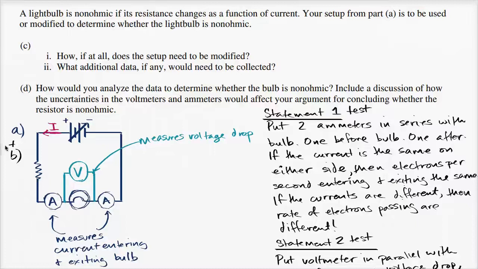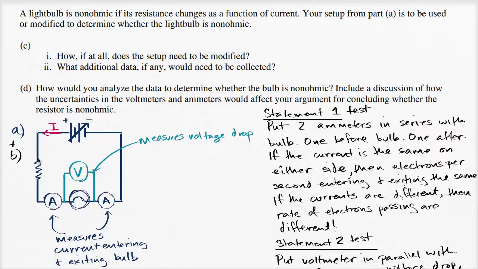Let's now tackle the rest of this problem. So they say a light bulb is non-ohmic if its resistance changes as a function of current. Your setup from part A, which we have right over here, is to be used or modified to determine whether the light bulb is non-ohmic. How, if at all, does the setup need to be modified?